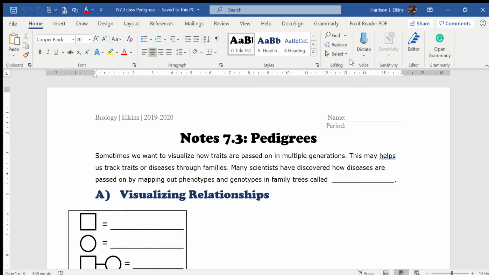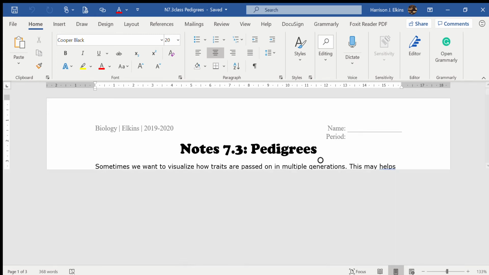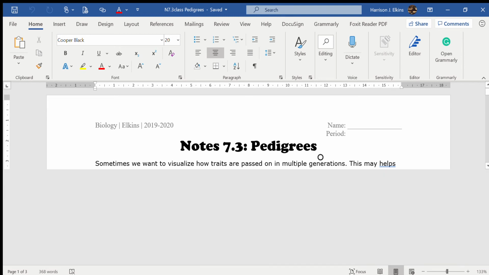All right, this is note 7.3. These are pedigrees. So we're going to be going over some really cool tools to map out family trees.